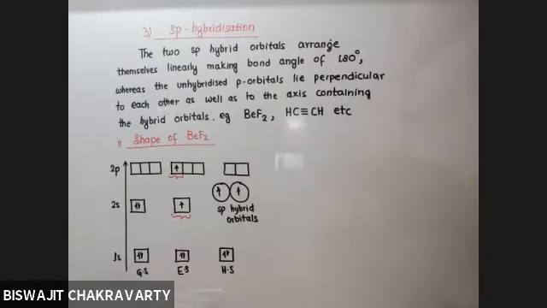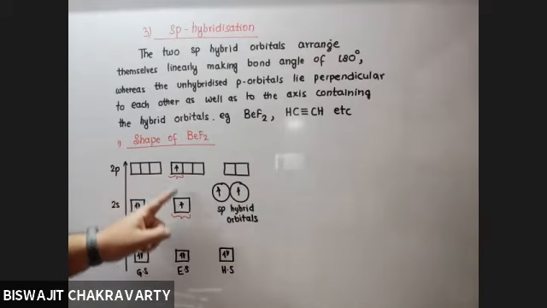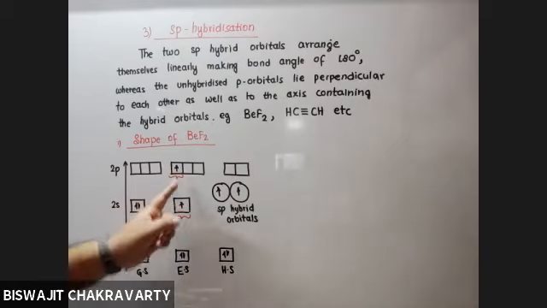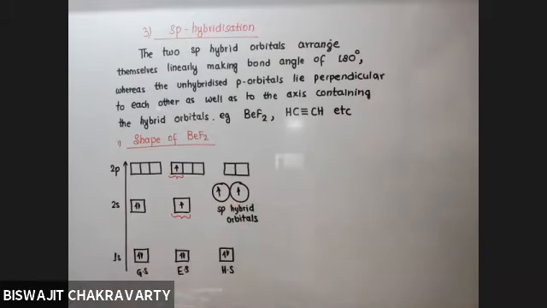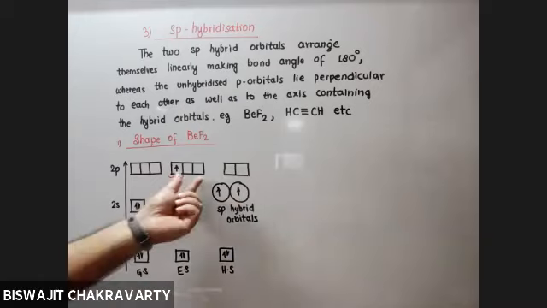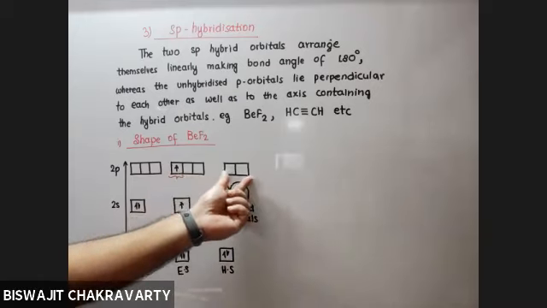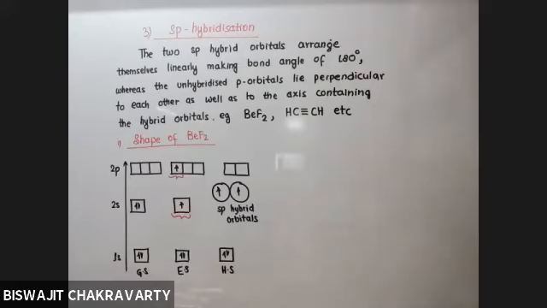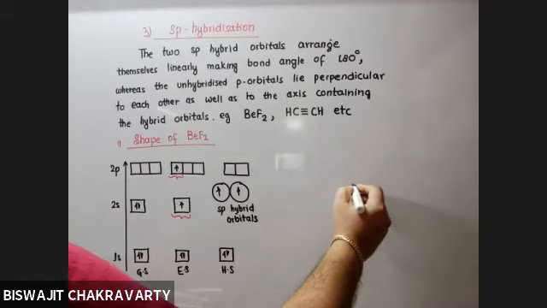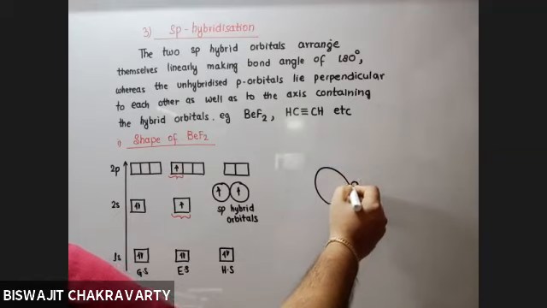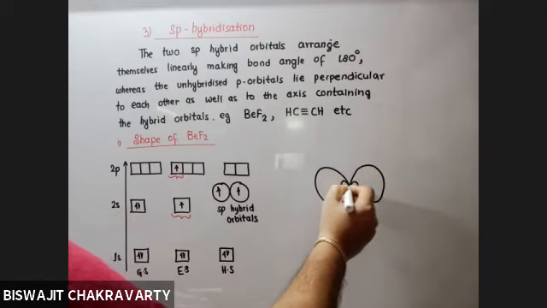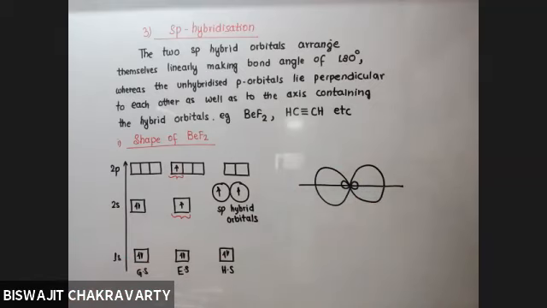Now, what is sp? S will intermix with only one of the p's, isn't it? Yes, sir. How many hybrid orbitals will be produced? So 2 hybrid orbitals. And how many unhybridized p orbitals will remain? So 2. So this is what I have drawn. Understood? Yes, sir. Okay. So we just discussed that if anyone is sp hybridized, it is going to show this type of formation.